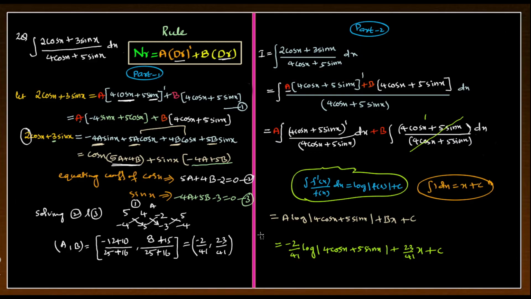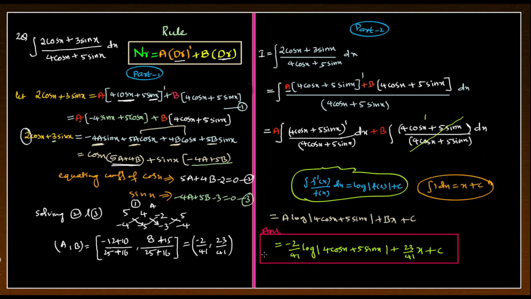For the first part you will get 3 marks, for the second part 3 marks, for writing the answer 1 mark, total 7 marks. So this is model 1 type 2. Type 2 means trigonometry. The trigonometry working rule is NR equals A DR dash plus B DR. Two parts are there. In part 1 we find the values of A and B. In part 2 we write the question, split it in two parts, use two formulas to integrate, and finally write the answer. So simply we use two formulas: differentiation of sin and cos, and integration of f dash x by f of x and integration of 1. That's all.